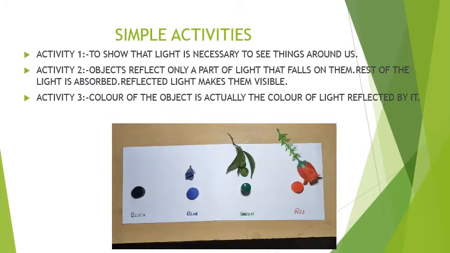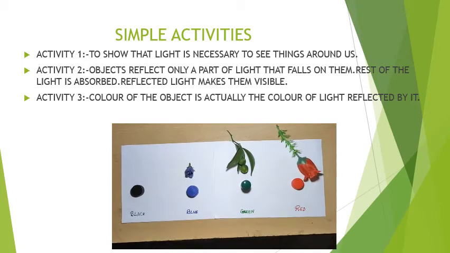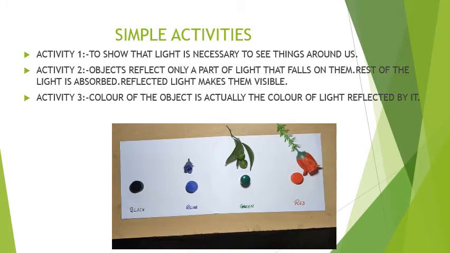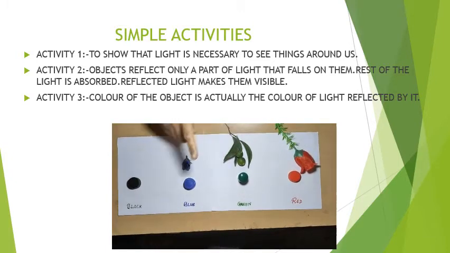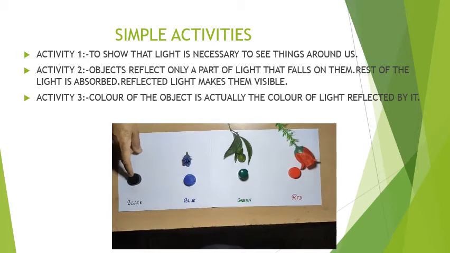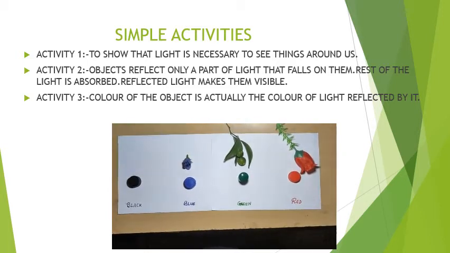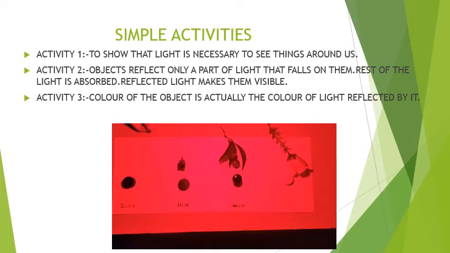Here, in today's activity, let us see different colored objects in different colors of light. I have red objects, green objects, blue objects and a black object. We will see the objects in different colors of the light. Let us see what happens. Let us see the objects in red light.